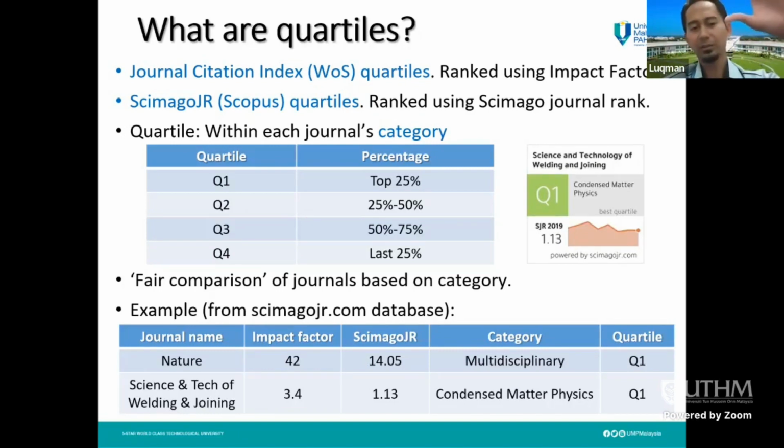The top 25 is called Q1, then the next 25 to 50 is Q2, Q3 below that, and lastly Q4. Meaning Q1 is the best of the best. You are already in WoS, but within WoS you are among the top 25% of those journals. So it is really difficult to get in.